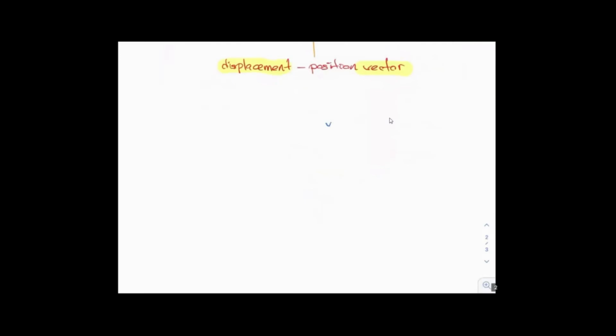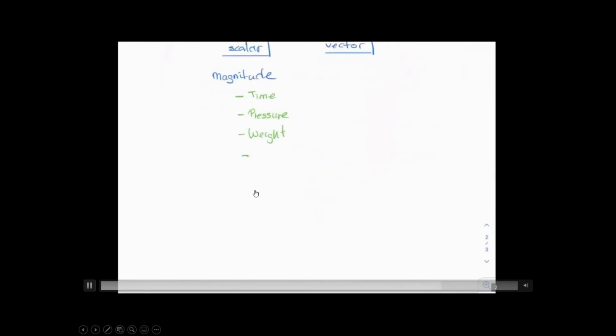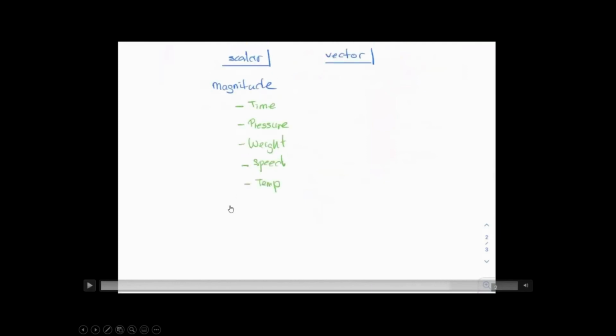All right, there are 2 things regarding numbers. You have vectors and you have scalars. A scalar is just a number. It's going to tell you how big or how small something is, so it has a magnitude. Time has a magnitude, so that's a number. Pressure, weight, speed (how fast you're moving), and temperature are all numbers.